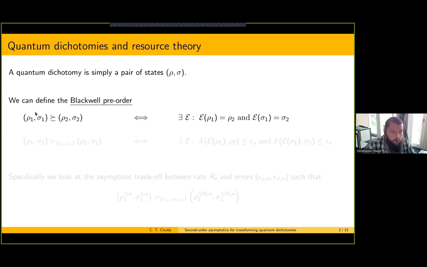Now, obviously, if we only had a single state here, so I didn't have any sigmas, this would be trivial, this wouldn't do anything. So we need at least two states for this to be a non-trivial statement.